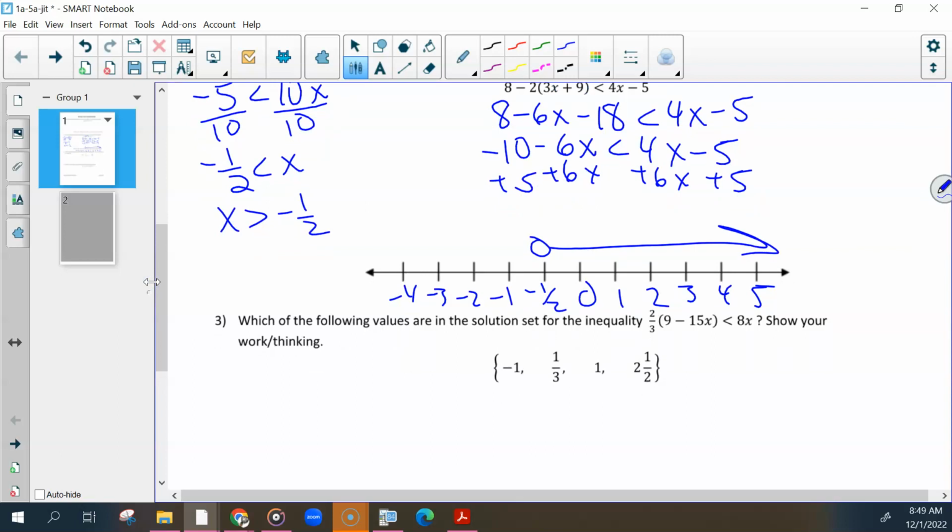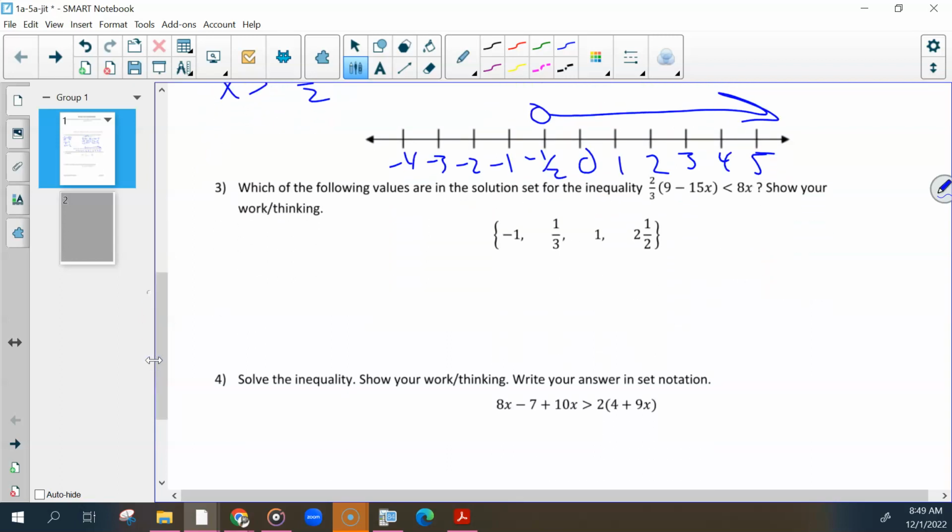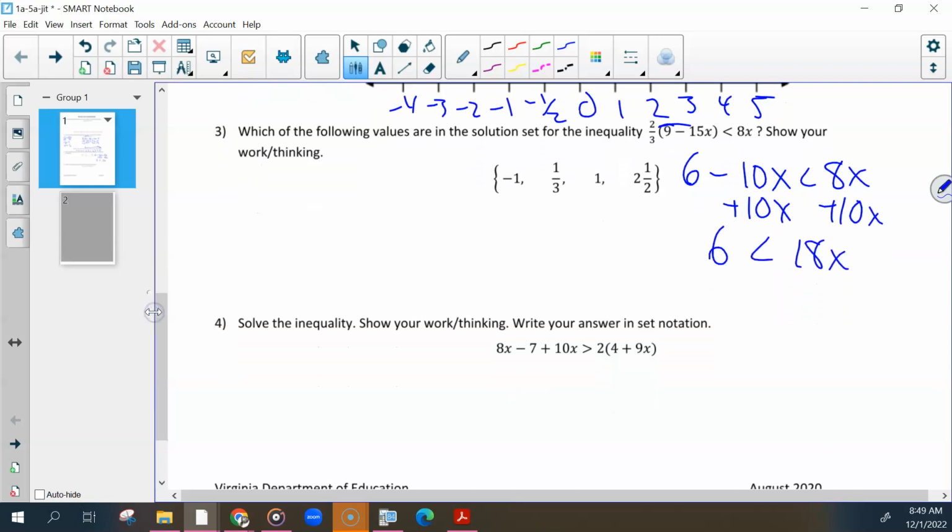Number 3, you have to solve first, and then it asks you about these values, so we'll come back to that. Distribute. That is 18 over 3, 6. 30 over 3, 10. Get all your variables on the same side. And divide both sides by 18. So again, another fraction. 1/3. Or x is greater than 1/3 if you flip it.